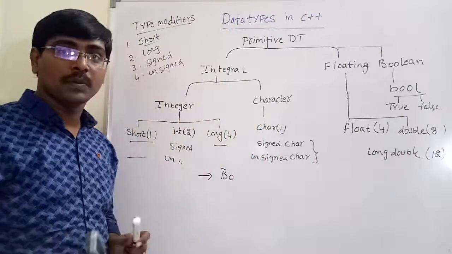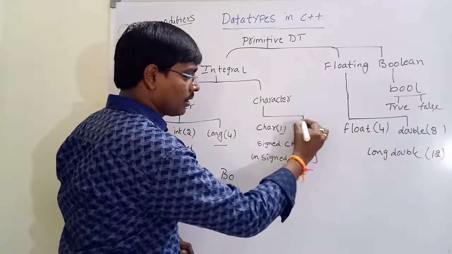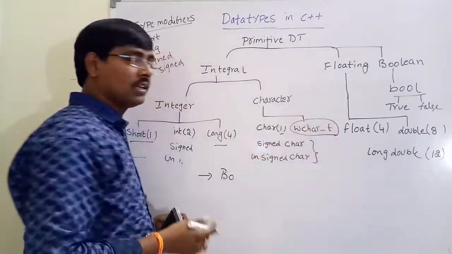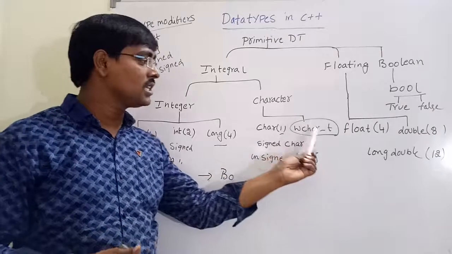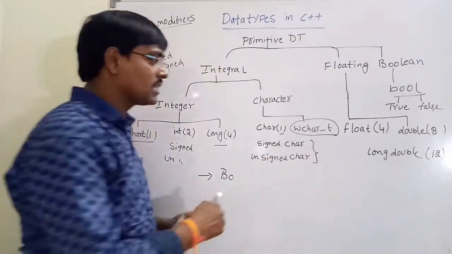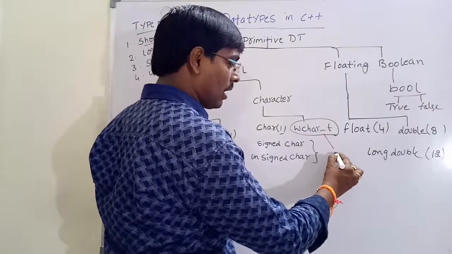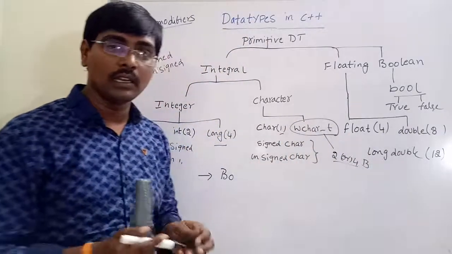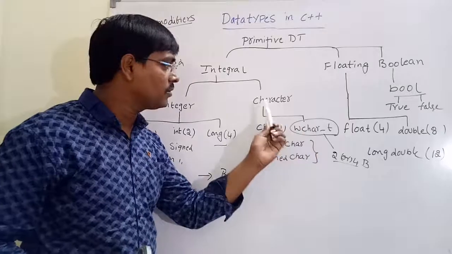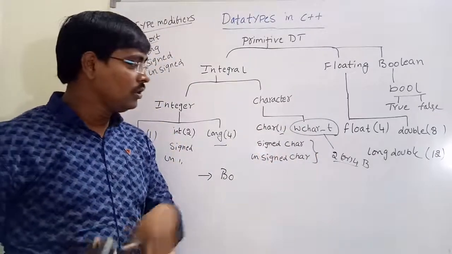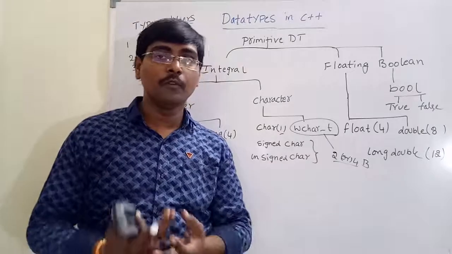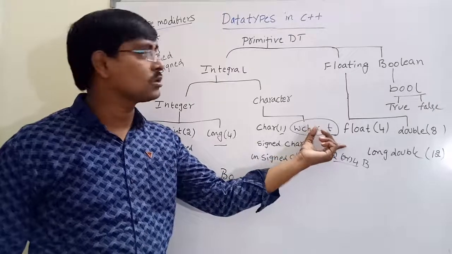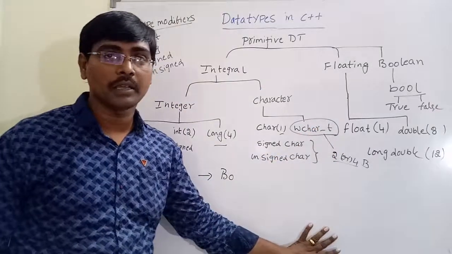And C++ has one more type of character, that is wchar_t, wide character. This is allowed only in C++. Here the size of this wide character is 2 or 4 bytes. Exactly not specified, but compulsorily the size of this is greater than character. Suppose in a situation we require more than 1 byte of memory for a character, we will move to wchar_t. These are the basic data types. Thank you.